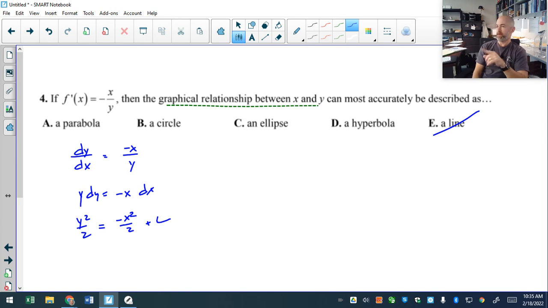The next one I would eliminate is a parabola, because for a parabola you have one square term. It's like y equals x squared or x equals y squared. You don't have y squared and x squared. So I'm definitely eliminating a and e.